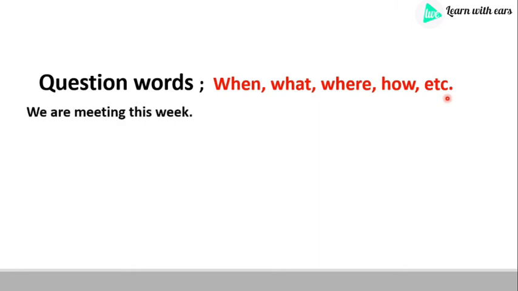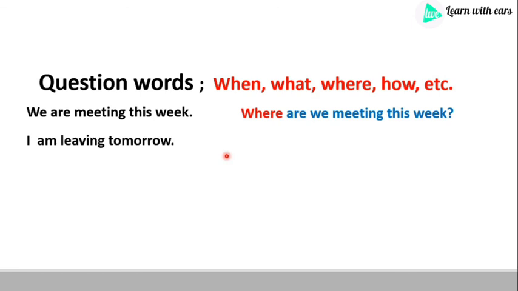So here we have positive sentence. We are meeting this week. If we want to ask question, we'll say, where are we meeting this week? Let's see one more example. I am leaving tomorrow. Okay? So we can ask, why am I leaving tomorrow? So we can use question words also for asking questions.